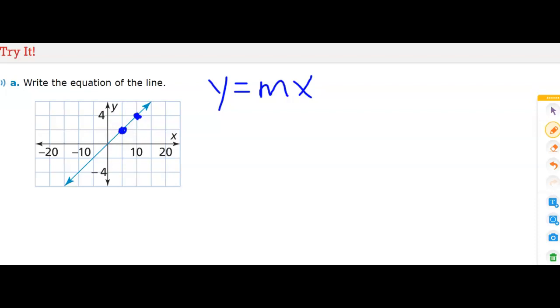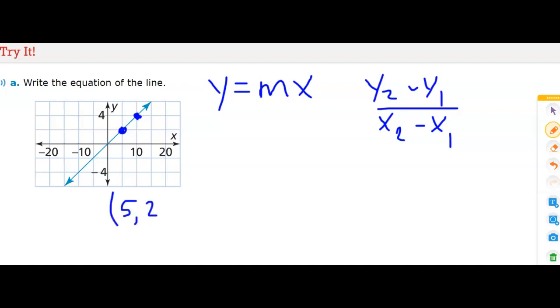And now I'm going to use the equation to find my slope, y2 minus y1 over x2 minus x1. So my coordinates for these 2 points, let me write them down here. This one would be 5 and 2. And the next point would be 10 and 4. So those are my 2 points. Again, you choose any 2 points.